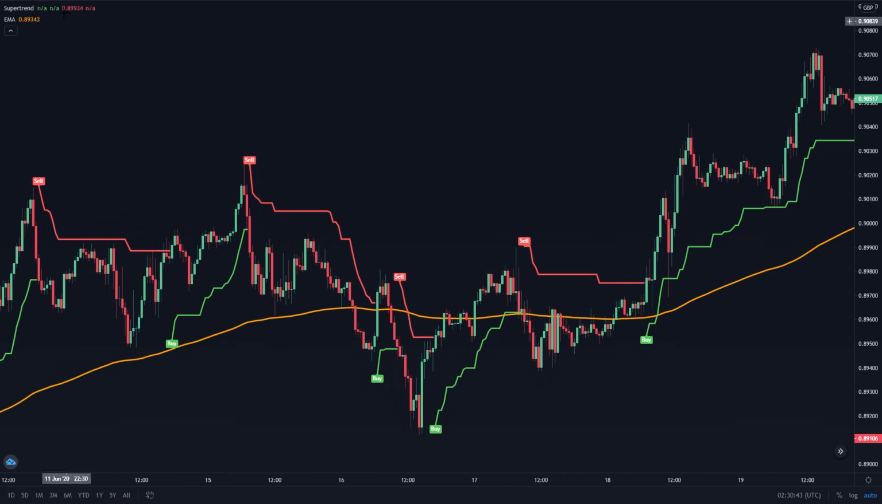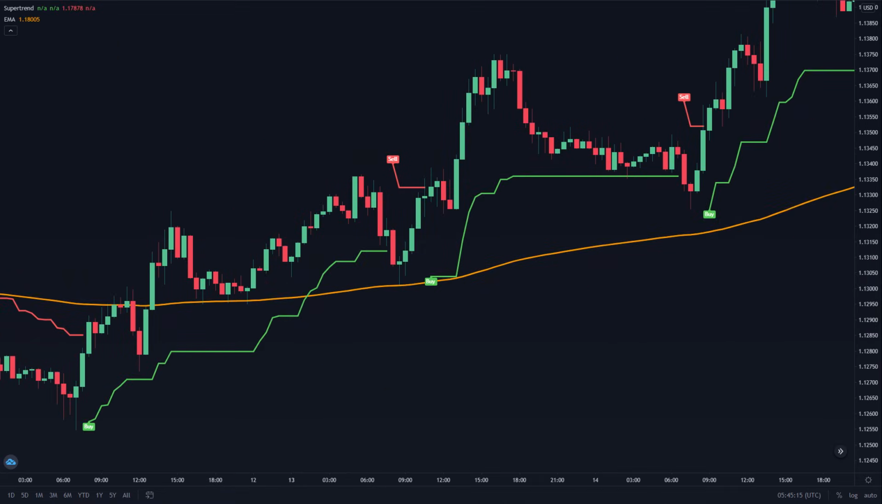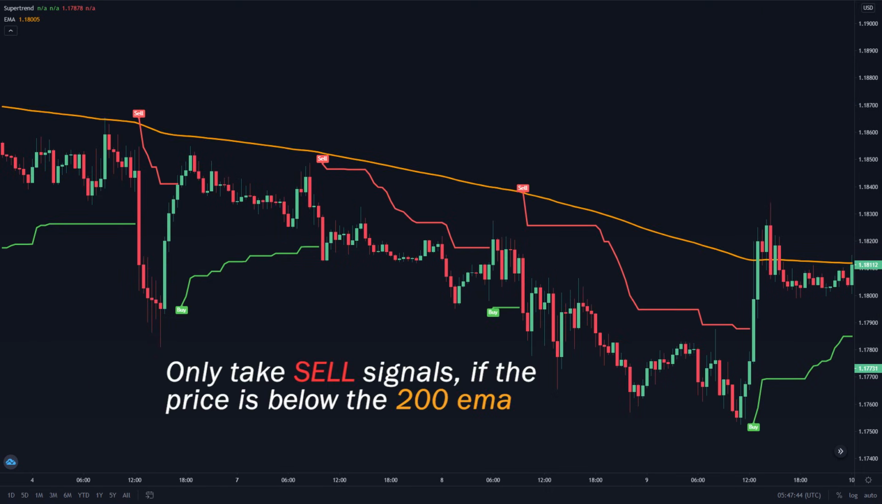For this strategy, I'm using the default settings of the Supertrend Indicator. This is how you trade the strategy. You only take buy signals from the Supertrend when the price is above the 200 EMA line. And you only take sell signals from the indicator if the price is below the 200 EMA line. Let me give you an example.